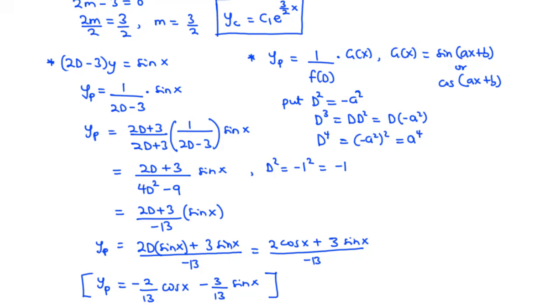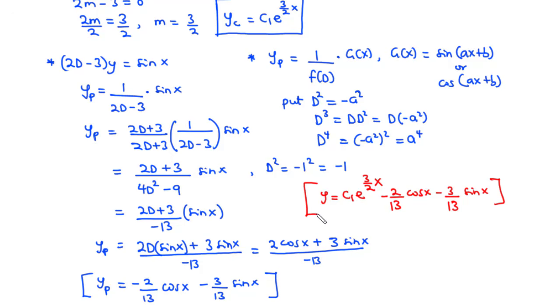Therefore, the general solution to the differential equation given, which is y is equal to, we have the complementary function, which is c1 e to the power 3 over 2 x, and then plus the particular integral. So we have negative 2 over 13 cos x, and then minus 3 over 13 sine x. So this is the general solution to the given differential equation.